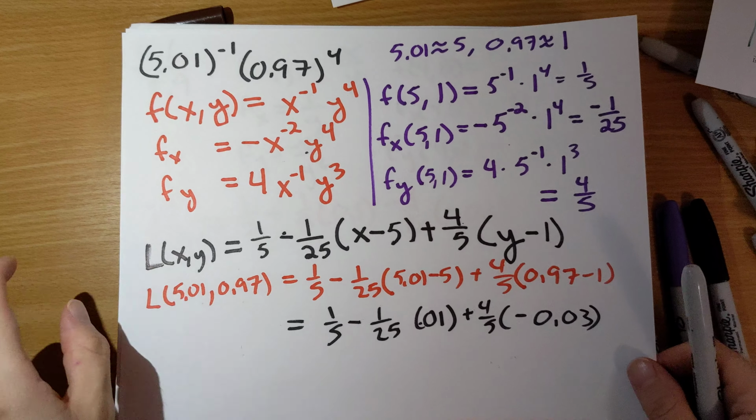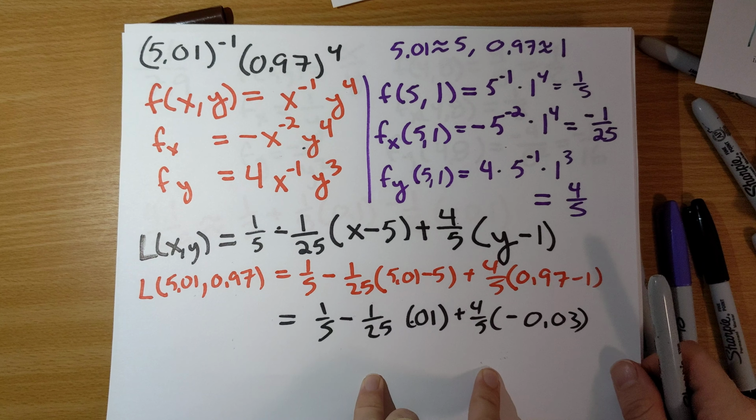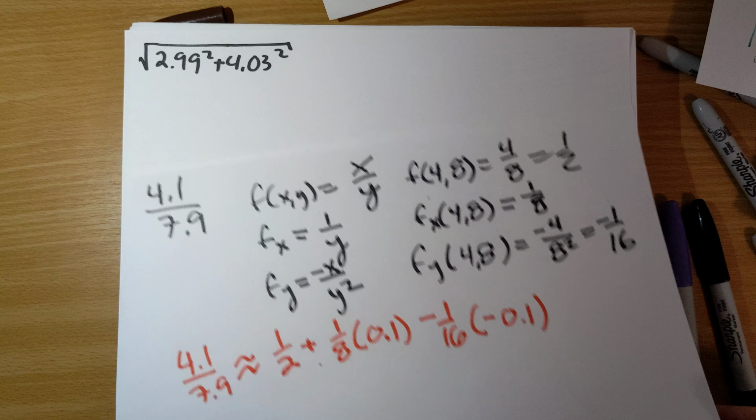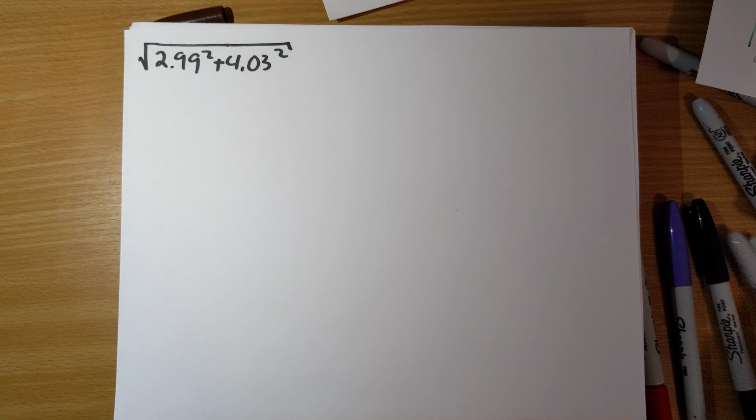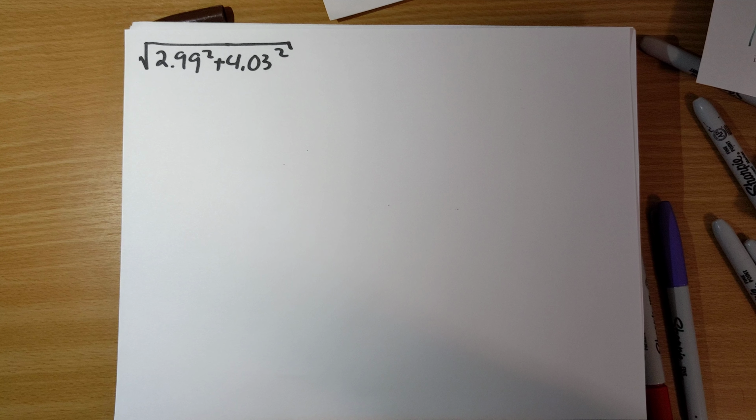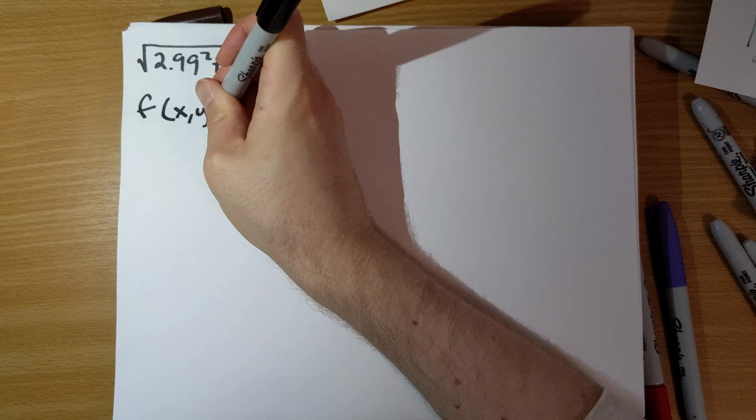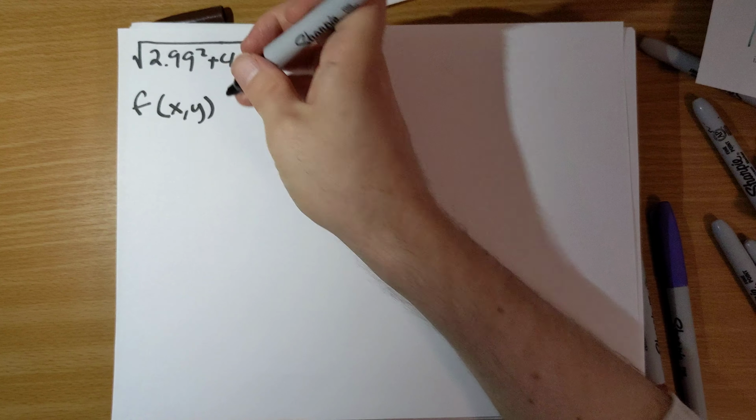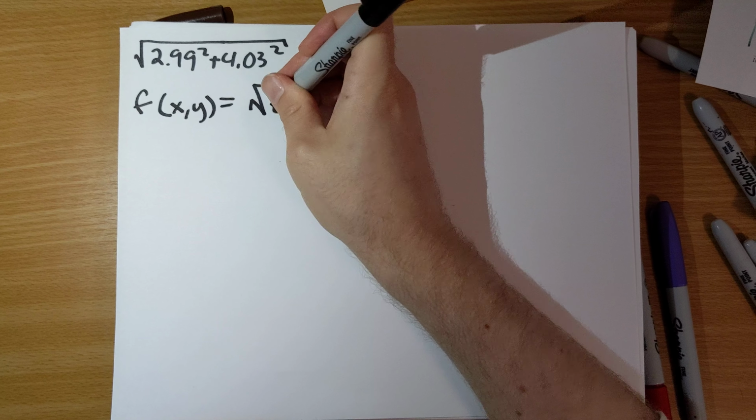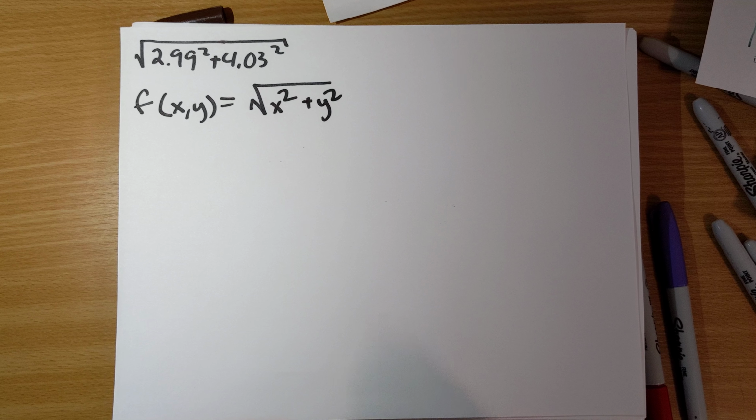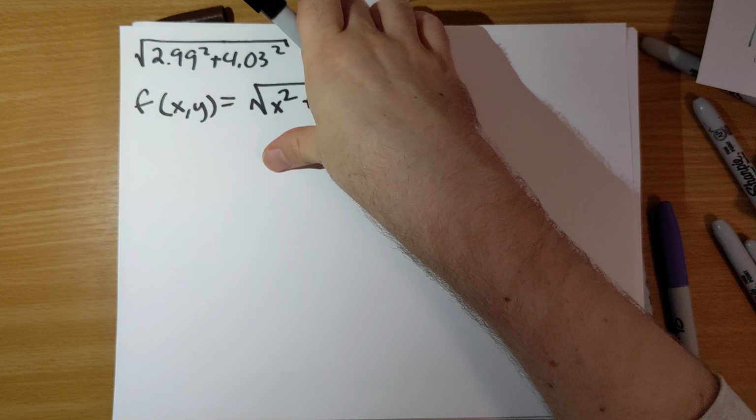It can be instructive to compare the approximation that you get to the true value that a calculator would give you. We'll call that good on these two parts so far. The final one, let's see here. F of x, y. So we have something squared plus something squared under a square root. So x squared plus y squared. That looks like this will be our function in question.